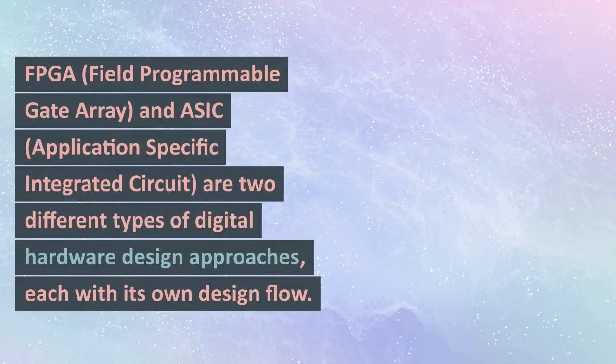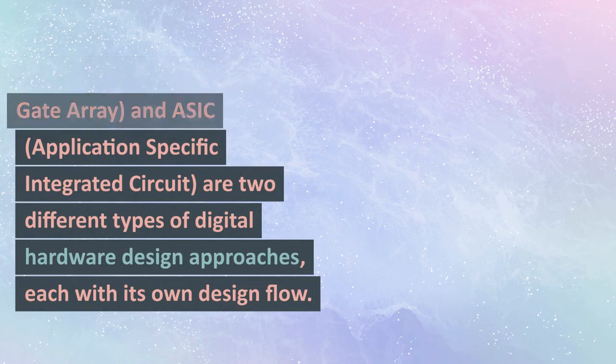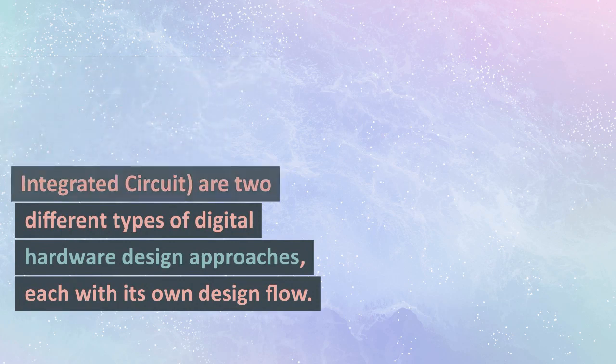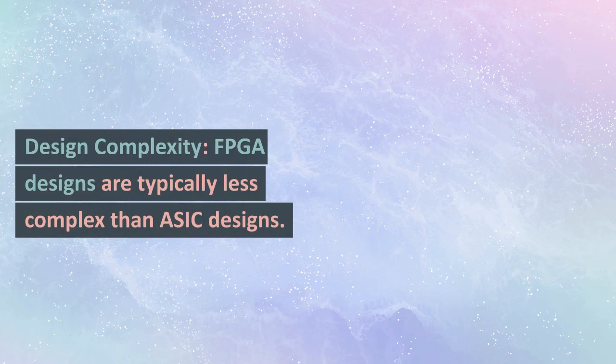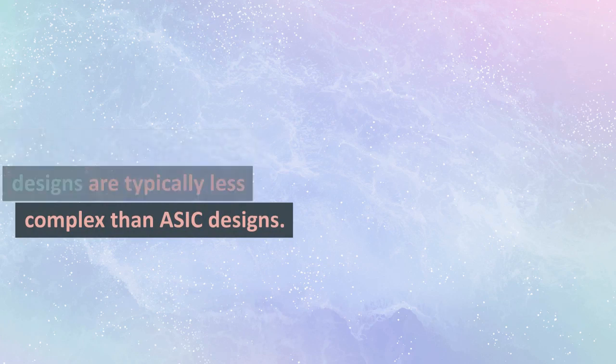FPGA, Field Programmable Gate Array, and ASIC, Application-Specific Integrated Circuit, are two different types of digital hardware design approaches, each with its own design flow. Here are some of the key differences. Design complexity. FPGA designs are typically less complex than ASIC designs.